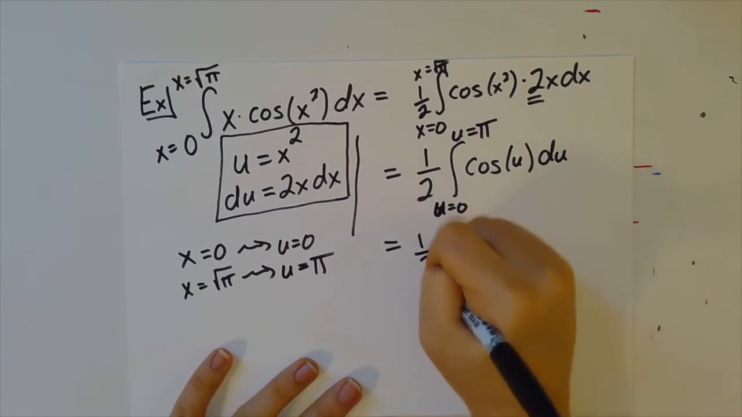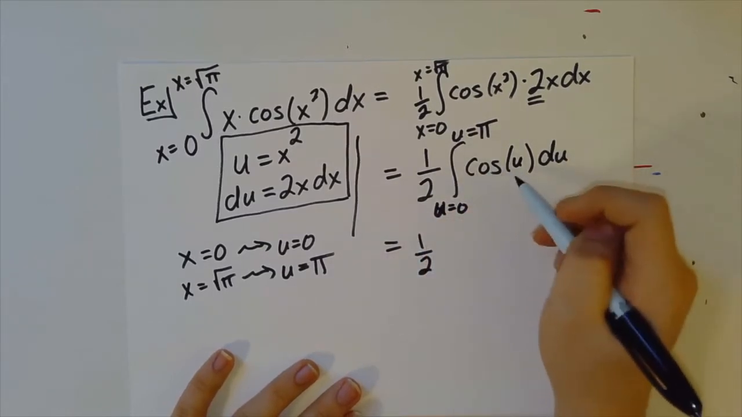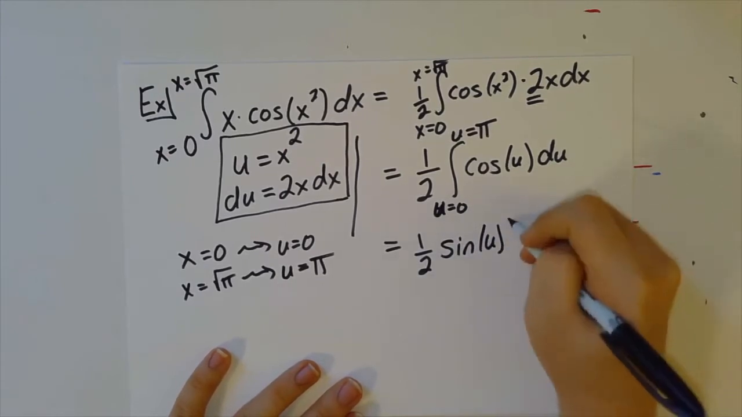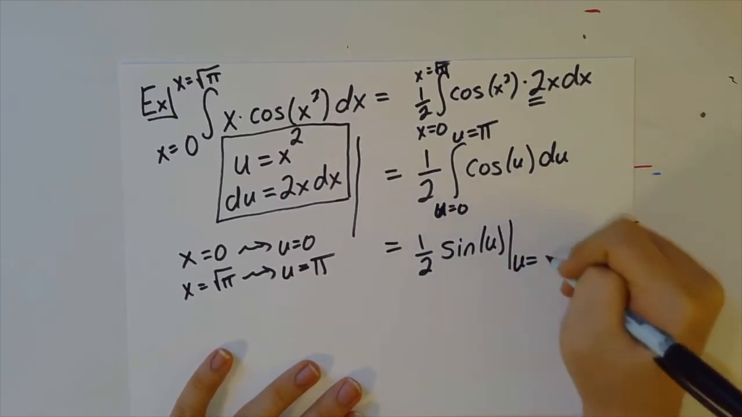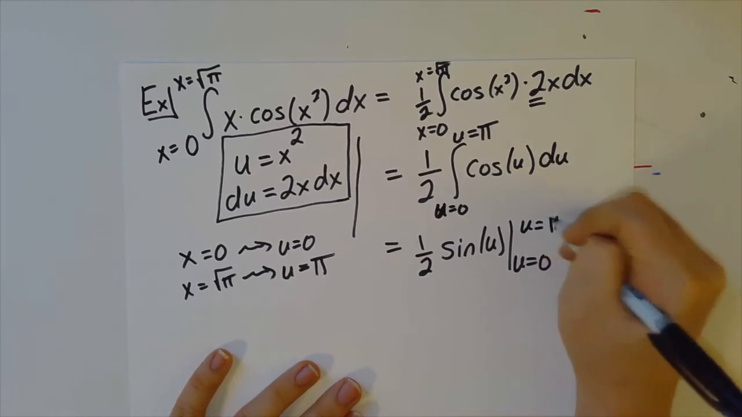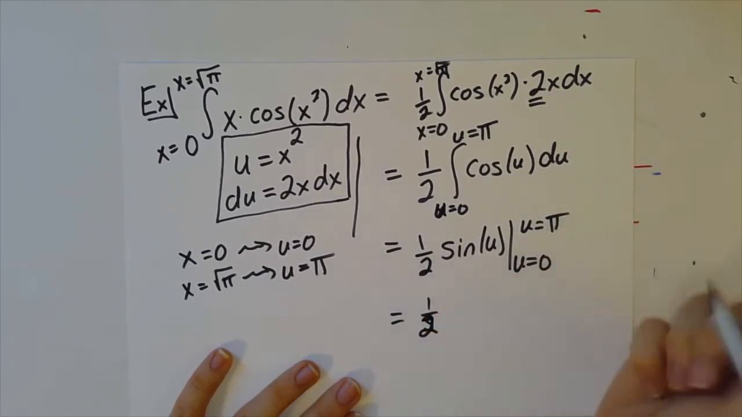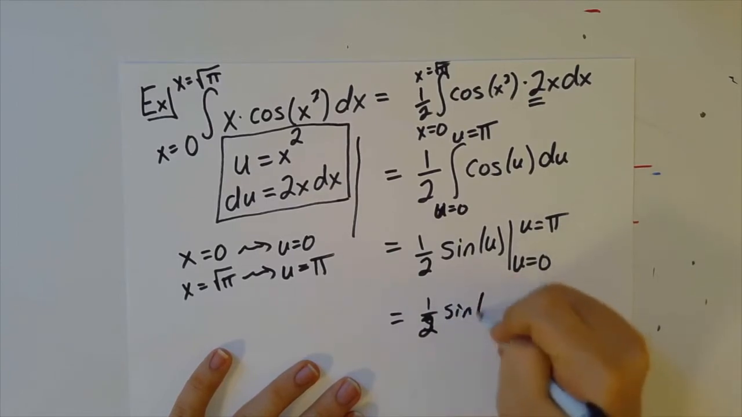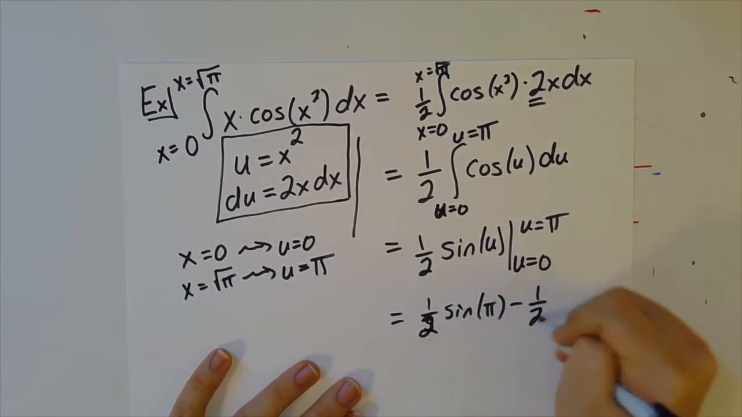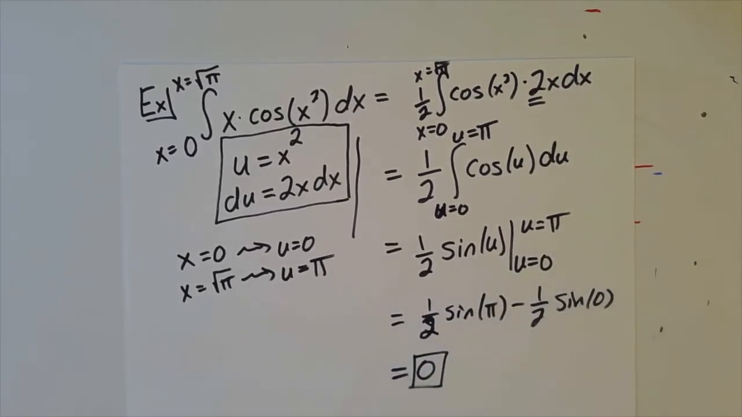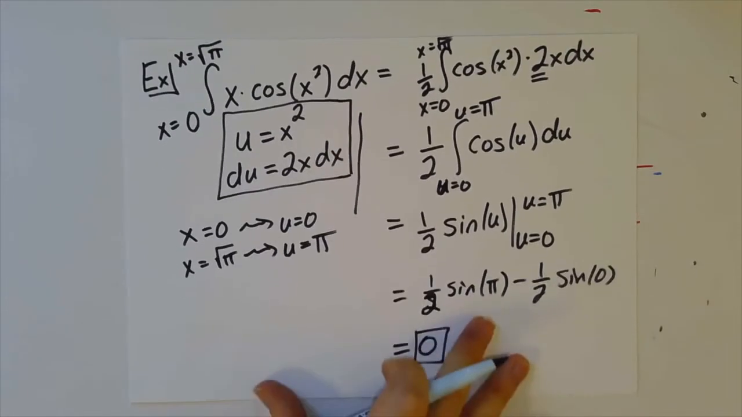Okay, so this is 1/2 times, and the integral of cosine of u is sine of u, and we're evaluating this as u goes from 0 to pi, which is 1/2 of sine of pi minus 1/2 of sine of 0. But both of these are 0, so we get that, in fact, the value of this integral is precisely 0.